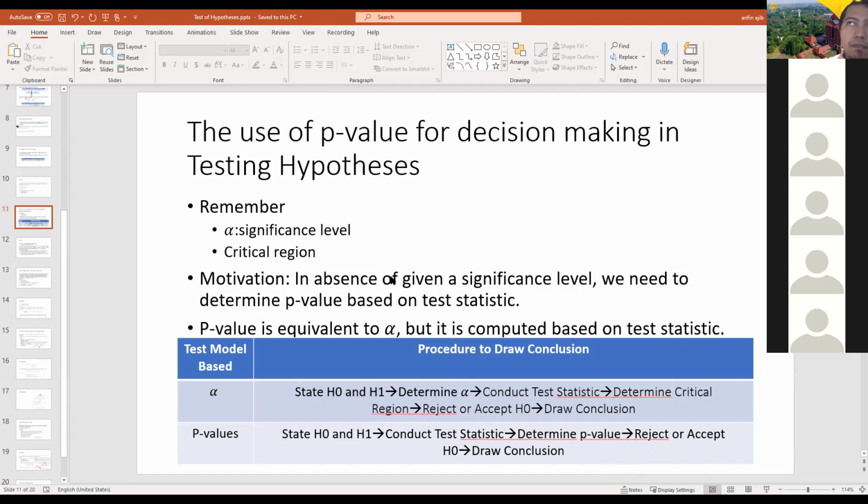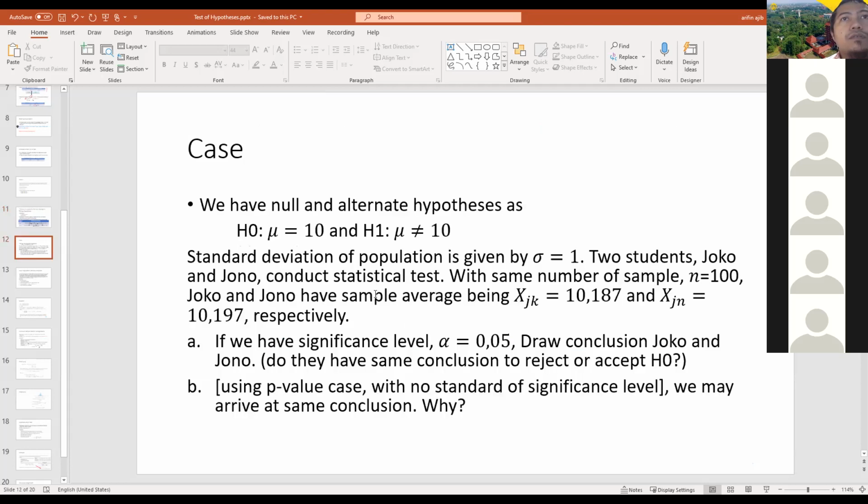Sir, could you please repeat the part where we choose how to choose the p-value? How to choose the p-value? No, I mean in the real world case, like how to choose a p-value. Actually, p-value is a result of a statistical test.